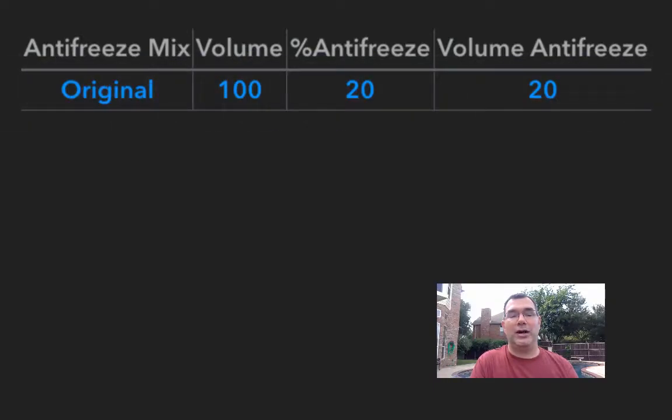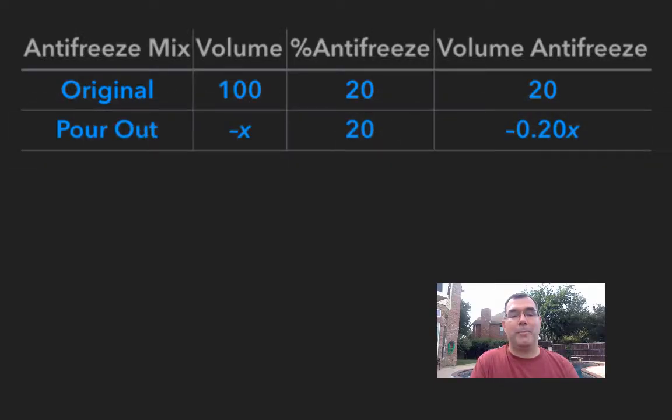So in the original, I've got 100 milliliters, 20% of it is antifreeze, which means that 20 milliliters is antifreeze. I multiply the volume times the percent antifreeze, and I get 20. So if I were to pour out a certain amount of it, which I'm calling X, I'm actually thinking of it as adding negative X milliliters to the mix. It's also 20% because I haven't done anything to it.